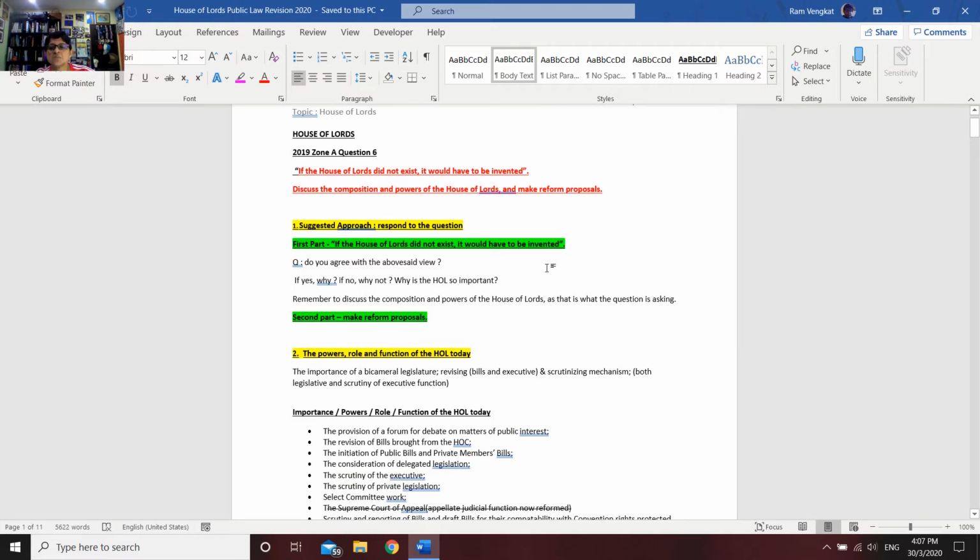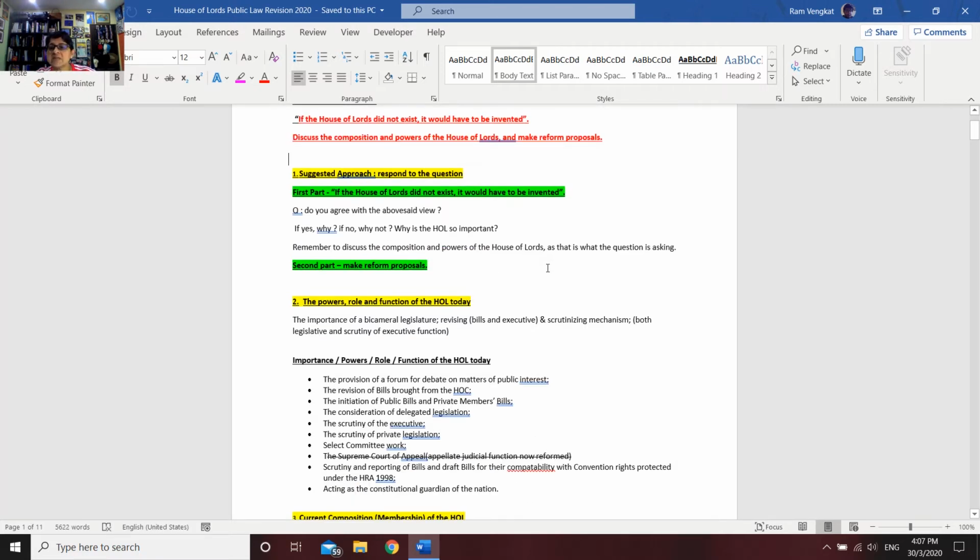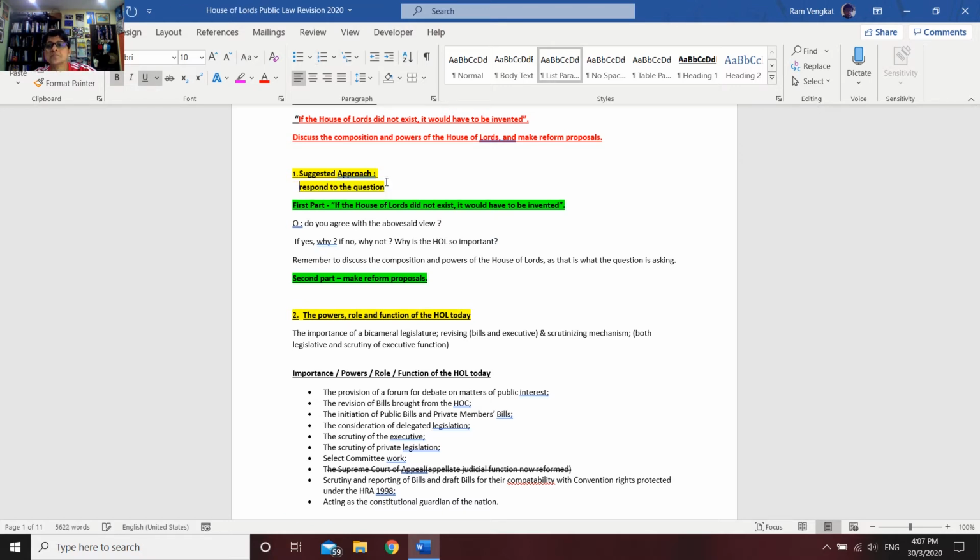So the suggested approach to this question, I'm now moving down page 1, and I would divide my answer into 6 different parts. The first, I would respond to the question. So in the suggested approach, this is number 1, respond to the question. All right?